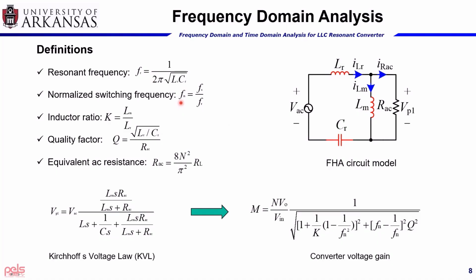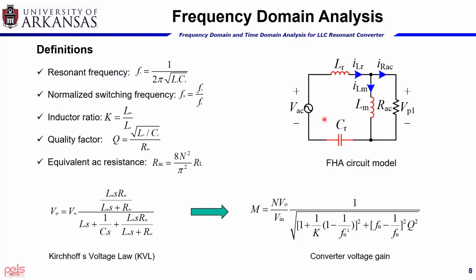Here are some definitions for the LLC resonant converter. The first one is resonant frequency, which is determined by the resonant inductor and the resonant capacitor. Next is normalized switching frequency, which is the ratio between the switching frequency and the resonant frequency. Then the inductor ratio, which is the ratio between the magnetizing inductance and the resonant inductance. And the quality factor, which is affected by the output power and also the resonant tank parameters.